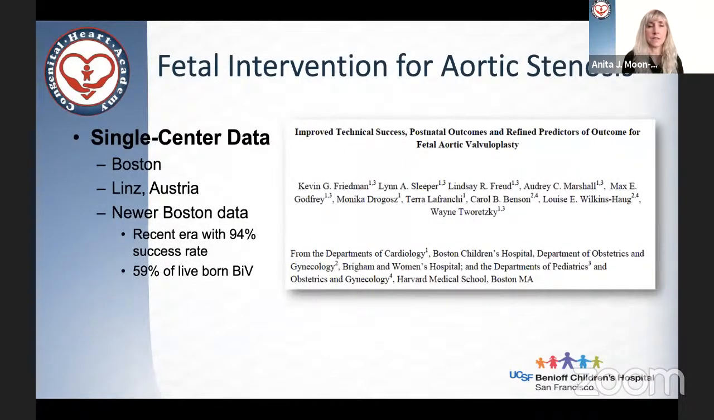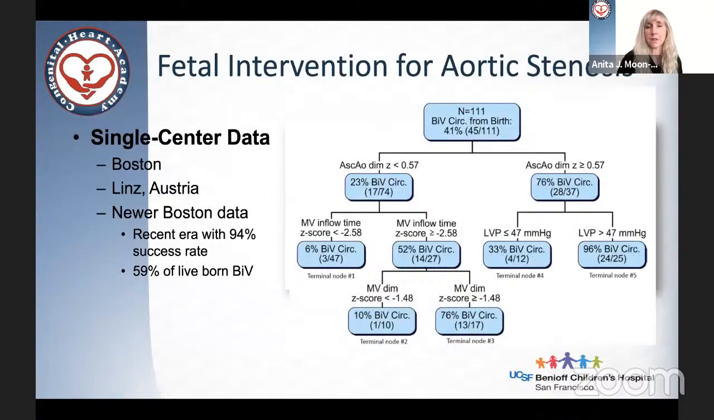Newer Boston data was recently published by Kevin Friedman, and this is a testament to alterations in their approach and continuing learning experience with the actual procedure. So as they have learned more about which patients are unlikely to respond and have stopped offering the procedure to those, concentrating on the ones that were most likely to have a favorable outcome, they have gotten their biventricular rate up over 50%.